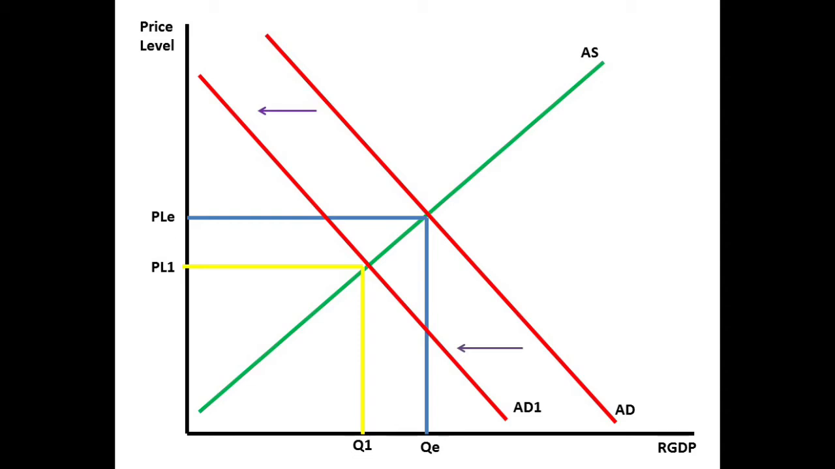This gives us a new equilibrium price level, and that new equilibrium price level would be lower than the original equilibrium price level, which again is the point of engaging in contractionary policy. You want to lower the price level, you want to reduce inflation.